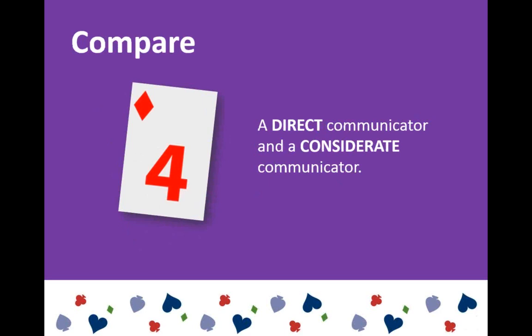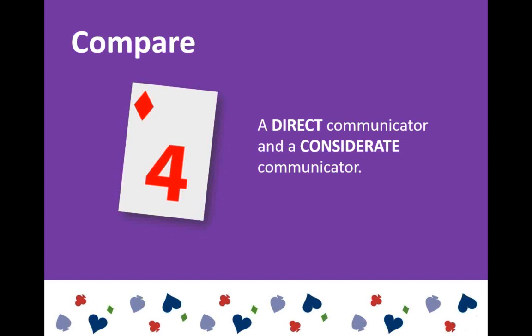Okay. All of the diamond cards, through King, give you two concepts associated with the HRDQ styles. And this is a compare card. Your job is to compare the two different concepts. So this particular 4 of diamonds says a direct communicator and a considerate communicator.